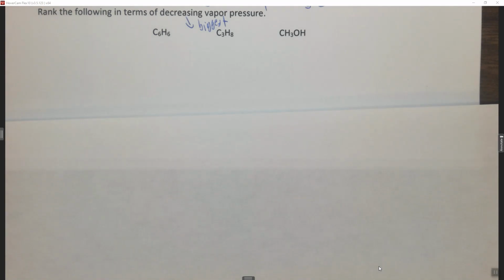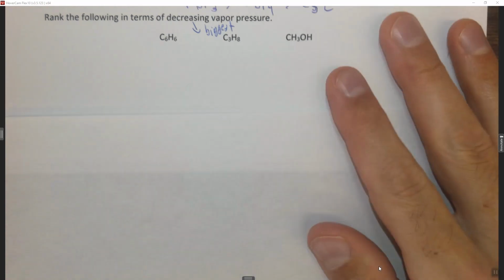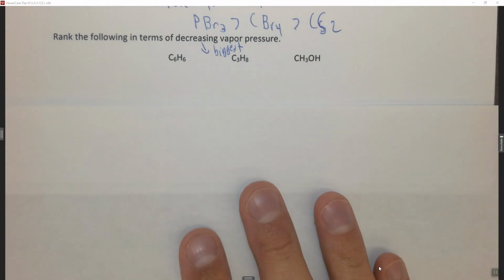vapor pressure is essentially measuring the gas above the liquid. So if you have low intermolecular forces, the molecule is going to be more easily vaporized. You're going to have more of it in the gas phase, and therefore you're going to have a higher vapor pressure at a given temperature.